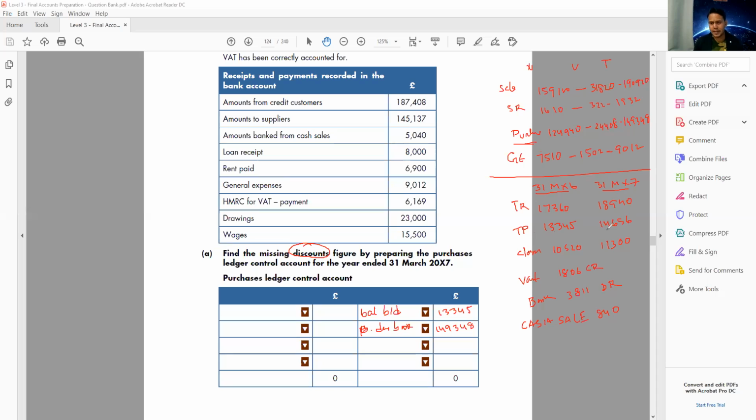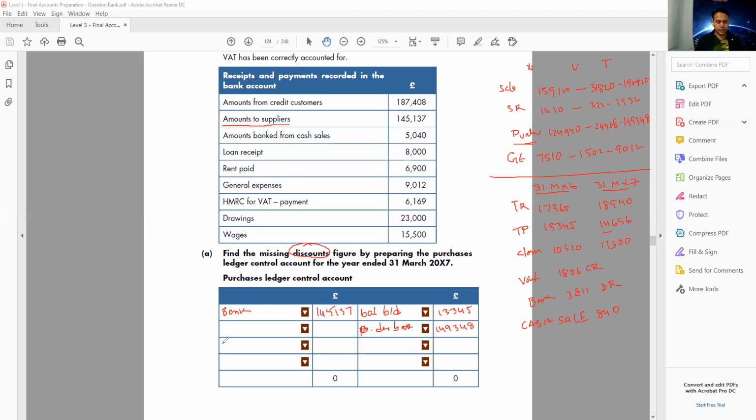All right, so what is the next point we have here? We have a balance CD as well. So let's take the bank. How much have you already paid to the supplier? Amount to supplier. How much we paid? 145,137. So we already paid 145,137. Then what is the balance CD?